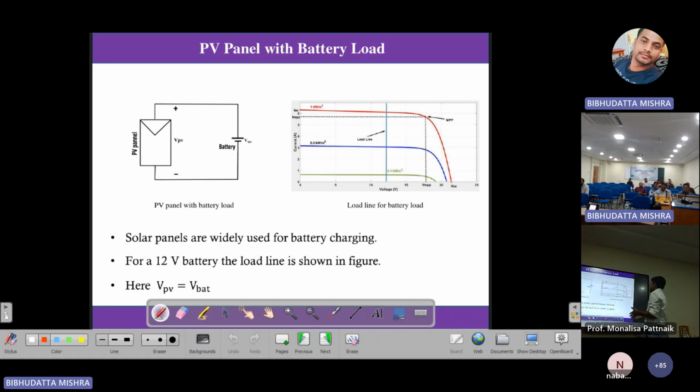Now, if you connect a battery directly, I just wanted to explain different loads. A battery is a constant voltage. Depending on the battery and the panel that you connect, this will be the operating point for different irradiation. So here also we don't have any control. Control exists only if I choose a battery whose voltage is exactly equal to the MPP voltage. But that is possible only for one irradiation, because if irradiation changes, the MPP voltage also changes.